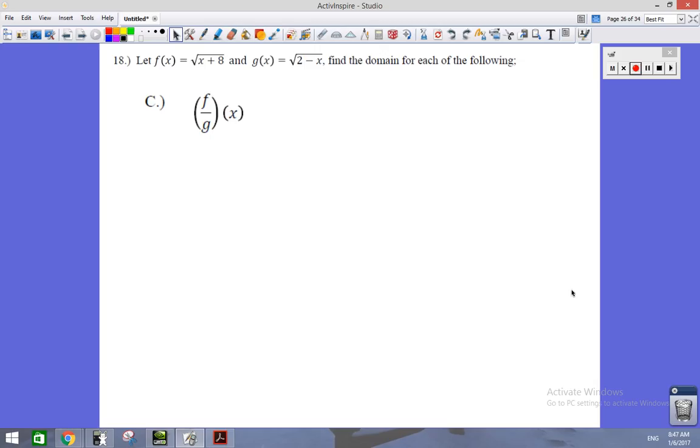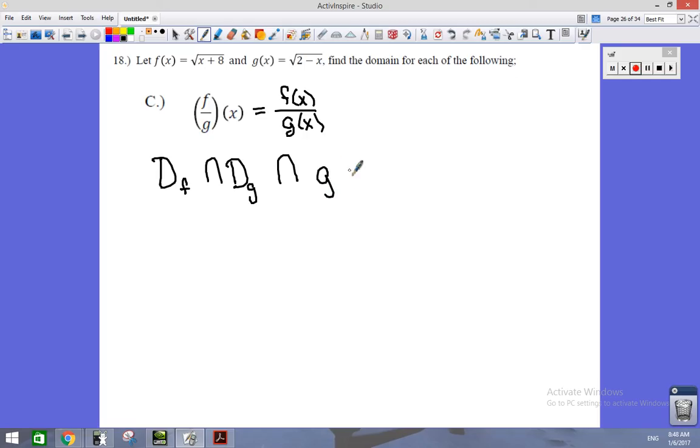Well, because the formula, the way that we find the domain of this division, it starts out the same, the domain of f intersected with the domain of g, but you might have to have another restriction. This g is now in the denominator. This f of x divided by g of x is in the denominator. And we have to make sure that there's no value of x that would make g of x equal to 0.